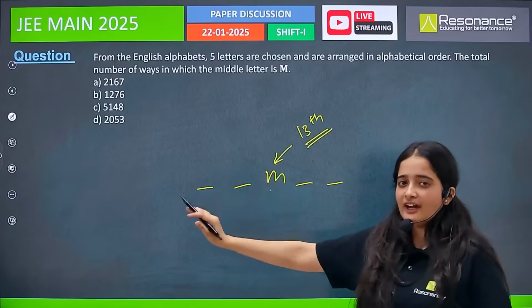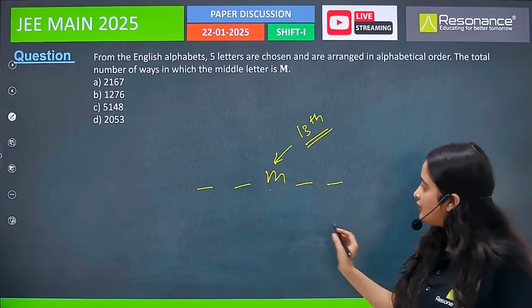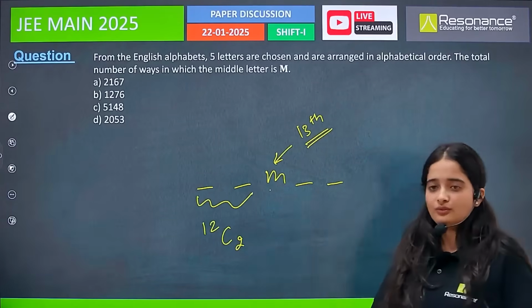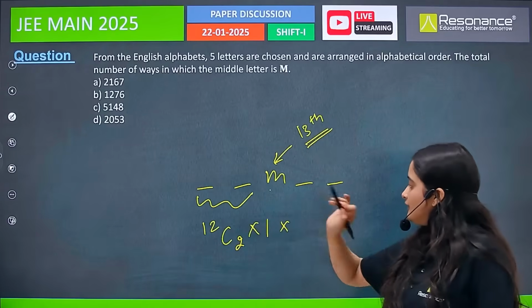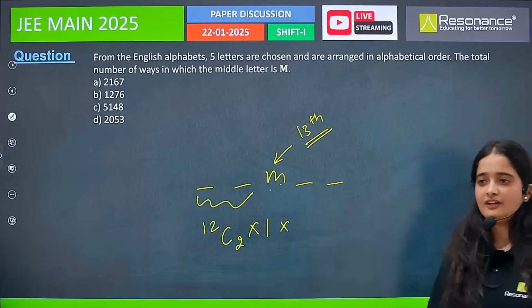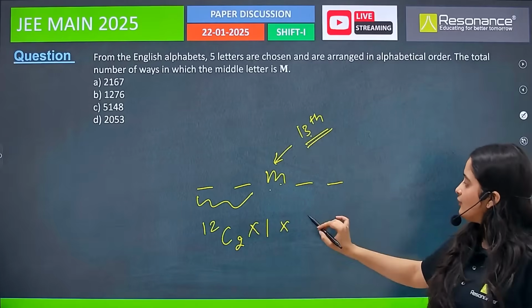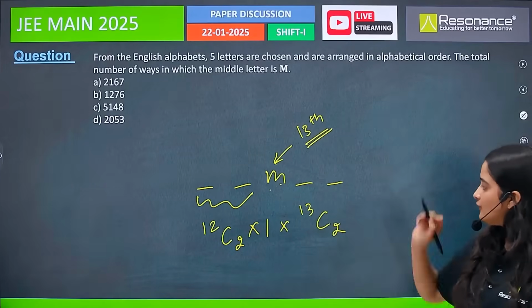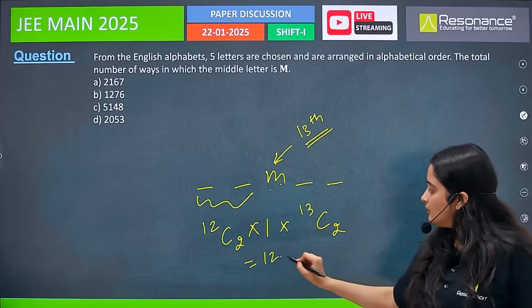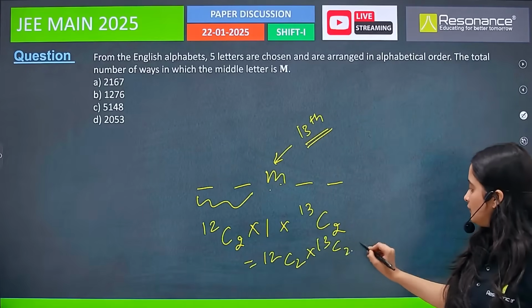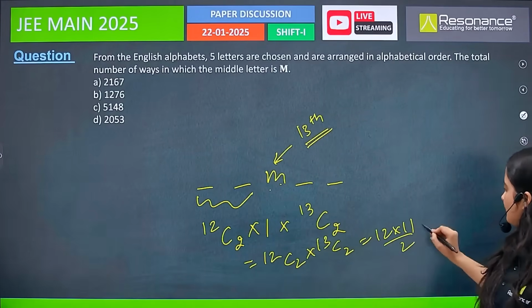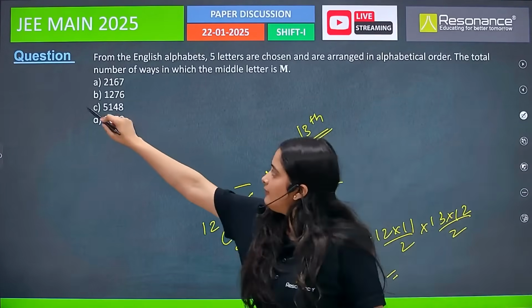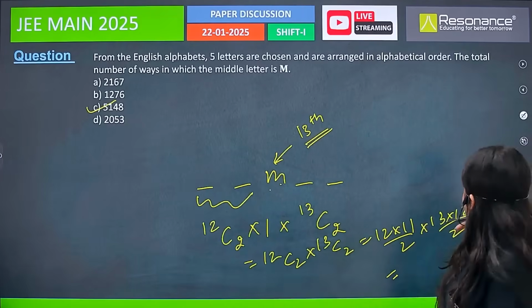So before M, because we are arranging the series in increasing order, in dictionary order, 12 letters are there. Out of 12, I have to choose 2. And we can arrange them in increasing order in just one way. Again, after M, M is the 13th letter. So out of 26, 13 are already done. We have 13 remaining. Out of 13, again we have to select 2. So 12C2 into 13C2, that is 12 into 11 by 2 into 13 into 12 by 2. When we solve this, we will get option C. Simple. Next one.